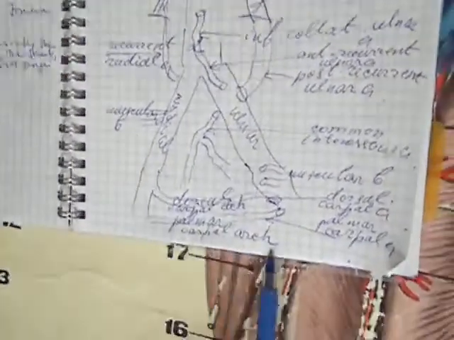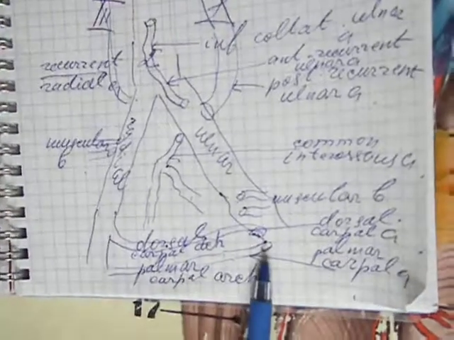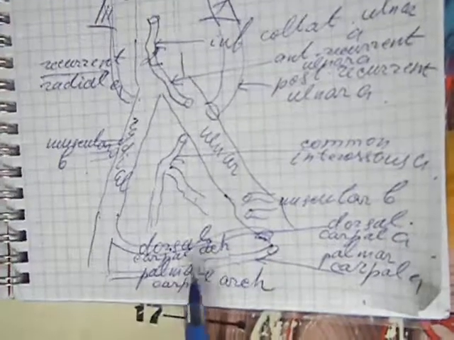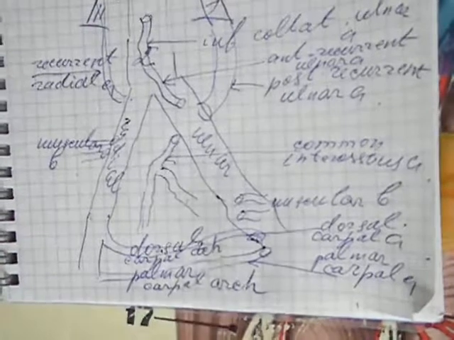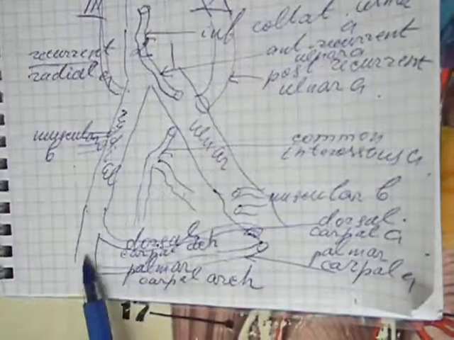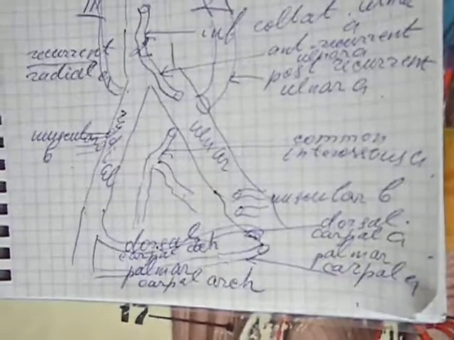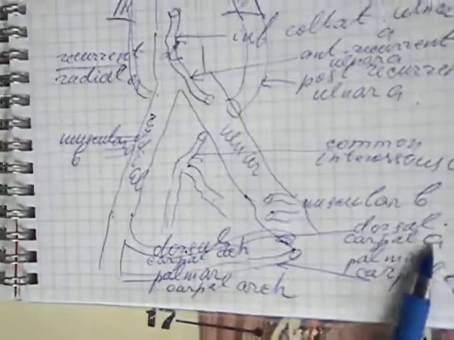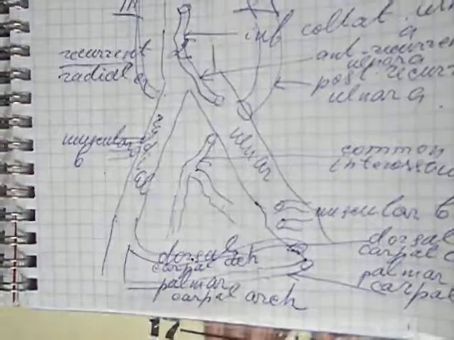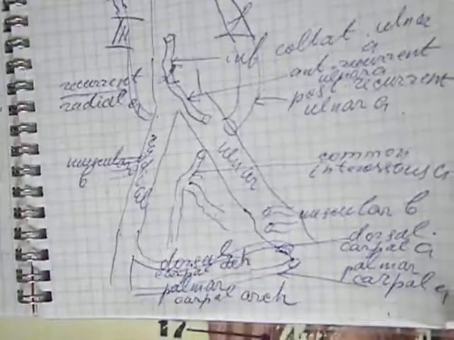If the question is arteries of the radiocarpal joint, you answer: radiocarpal joint is vascularized by two arches. Palmar carpal arch is formed by palmar carpal arteries from ulnar and from radial artery. Dorsal carpal arch is formed by dorsal carpal arteries from ulnar and from radial. Next, please attention.